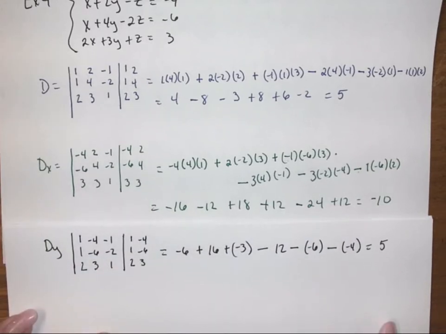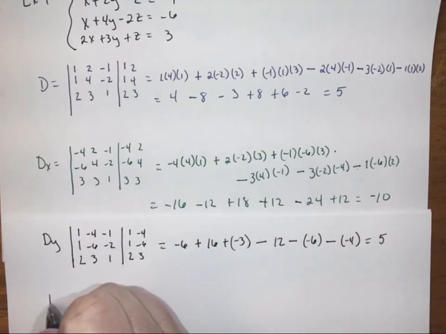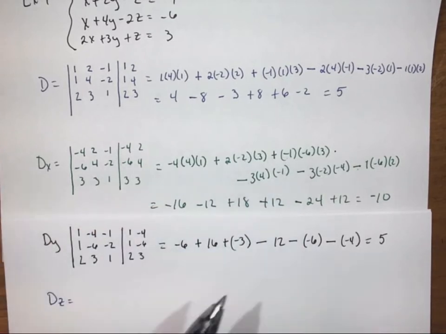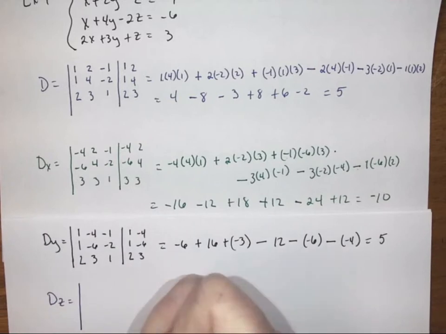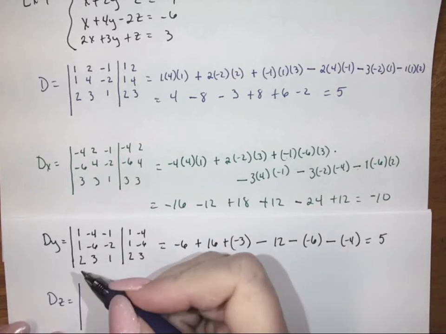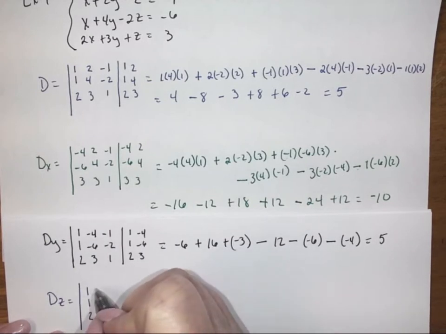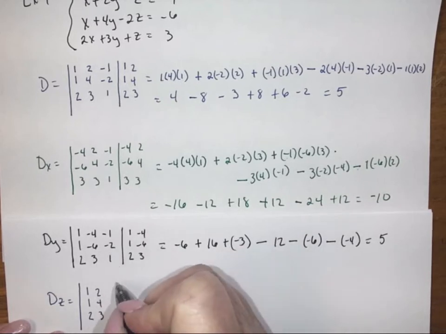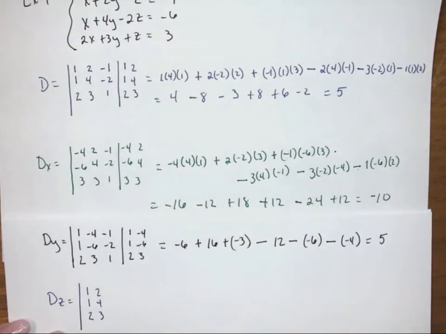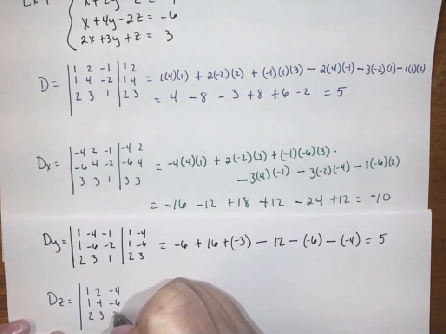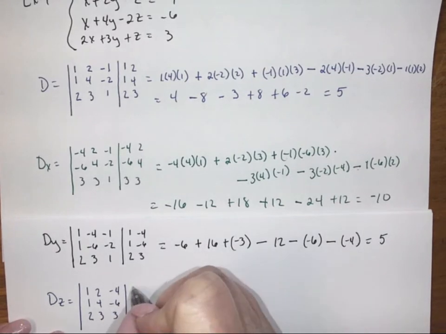All right, now we need to do dz. Got my equal sign there. All right, so dz, x's are back to normal, y's are back to normal, and the z's are now changed with the numbers on the other side of the equal sign. So -4, -6, and 3. Repeat the first two rows.